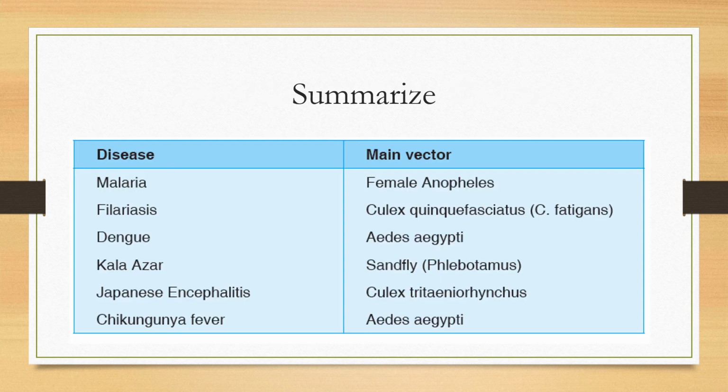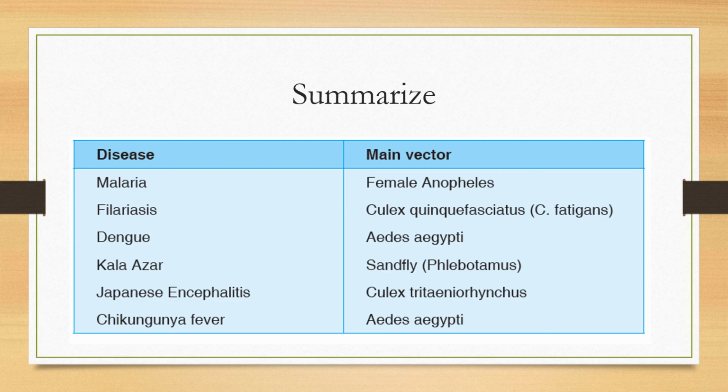So finally, we have completed the entire session and just a couple of more slides to summarize the entire topic. The six vector-borne diseases are malaria, filaria, dengue, kala azar, Japanese encephalitis, and chikungunya. Anopheles is the most dangerous vector as it causes malaria, which has led to lakhs and lakhs of deaths, mortality.